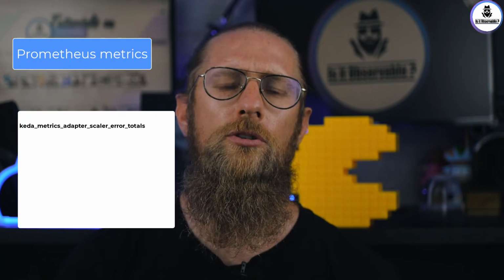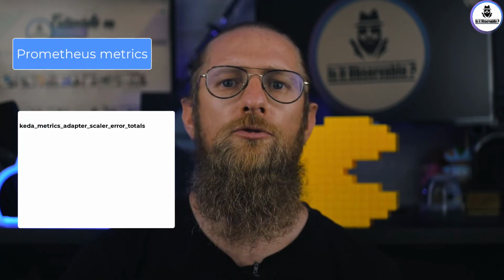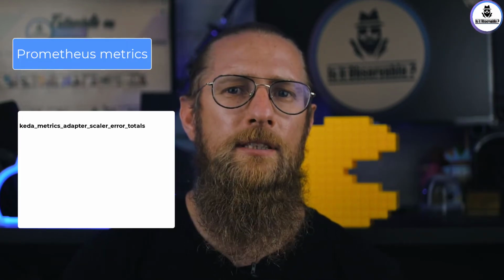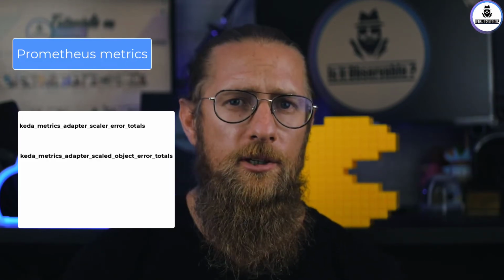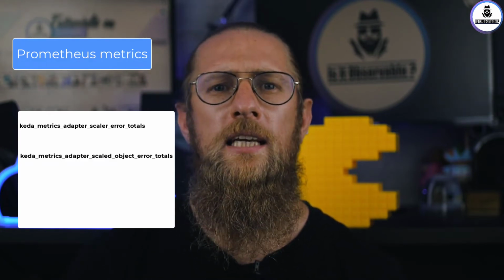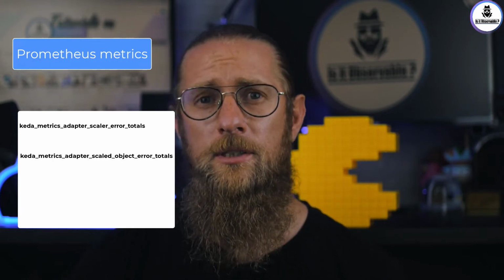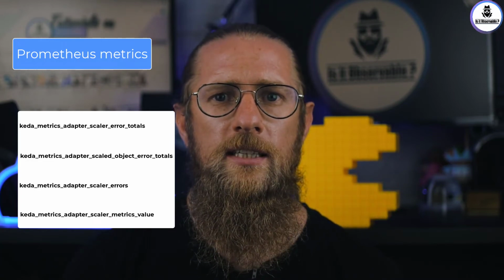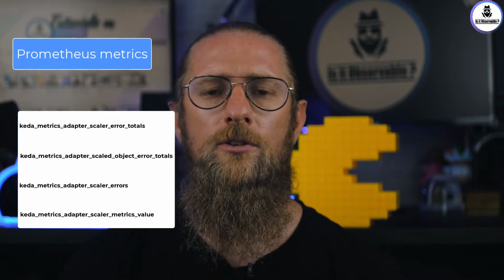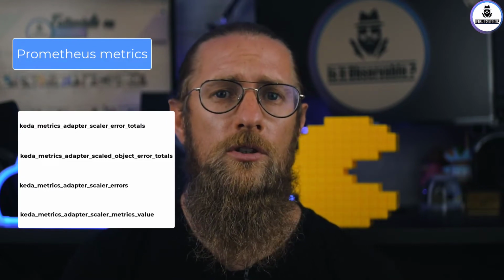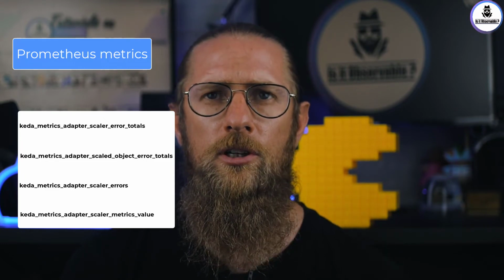So we have the Keda metric adapter scale error total, so that's the total number of errors encountered for all the scalers. We also have metrics related to adapter scaled objects errors, so the number of errors that have occurred for each scaled object. We have the Keda metric adapter scaler object, so that's when the scaler has an error. And we have the Keda metrics adapter scaler metric value, so the current value for each scaler metric that would be used by the HPA in computing the target average.